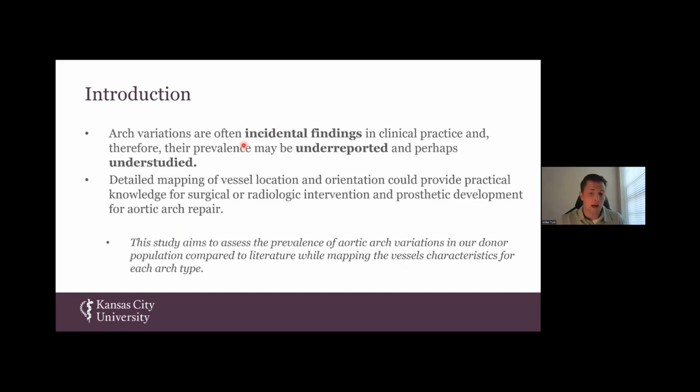So as I mentioned, they're asymptomatic, which leads many of these variations to be incidental findings in clinical practice, and therefore their prevalence may be underreported and perhaps understudied. So detailed mapping of the vessel location and orientation could provide practical knowledge for both surgical and radiologic intervention, as well as the development of prosthetics for aortic arch repair. So the aim of my study was to assess the prevalence of the aortic arch variations in our donor population here at KCU, and then provide more detailed mapping of the vessel orientation and characteristics for each of our variations.